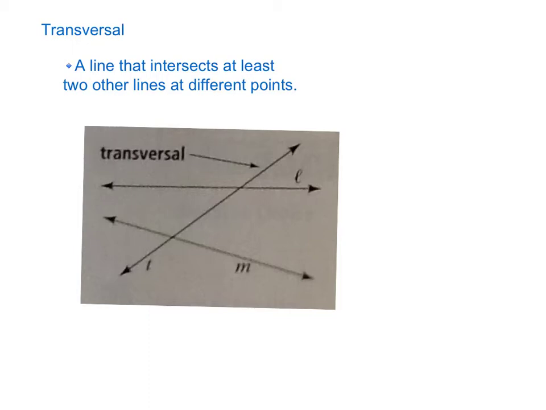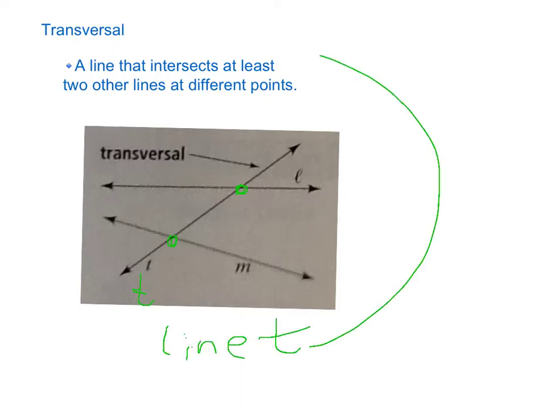And if you look at the drawing here, can't really see that well, but this is actually a letter T. And remember, lowercase letters are reserved to name lines, so T intersects line L and M, and they're at different spots. So line T is the transversal in that drawing.